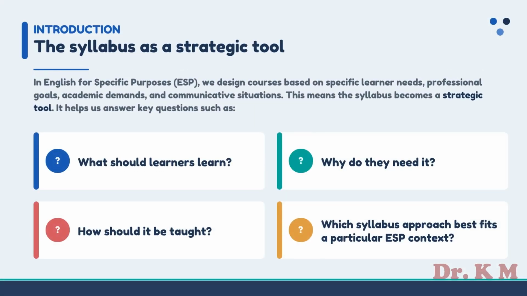In English for Specific Purposes, ESP, we design courses based on specific learner needs, professional goals, academic demands, and communicative situations. This means the syllabus becomes a strategic tool. It helps us answer key questions such as: what should learners learn? Why do they need it? How should it be taught? And which syllabus approach best fits a particular ESP context?